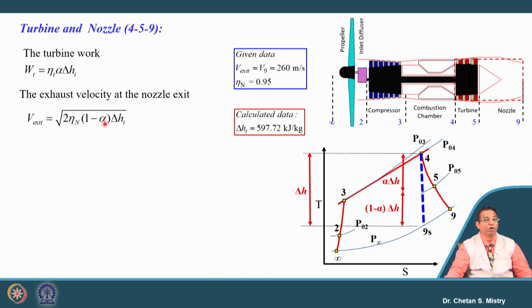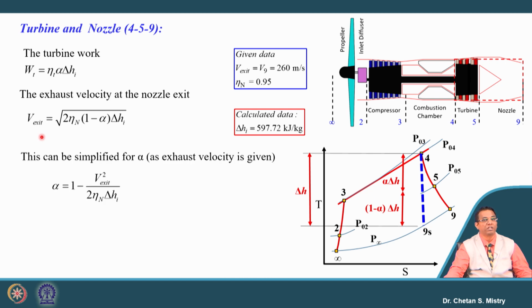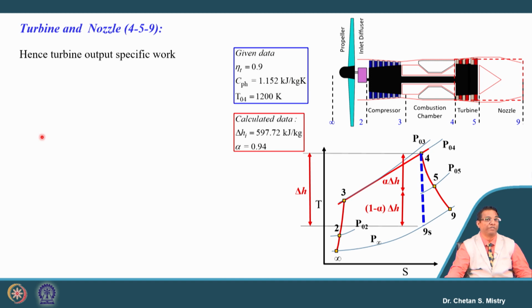But here if you read the information carefully, the exit velocity from the nozzle is given as 260 meter per second. All other information is known to us. Delta H_I we have calculated, nozzle efficiency is known to us, exit velocity is known to us. So if we put this in terms of our formulation, then it says my alpha is coming to be 0.94. So once we have information about this alpha, we can easily do the calculation for what will be the work split. So let's now take the turbine and nozzle configuration here.